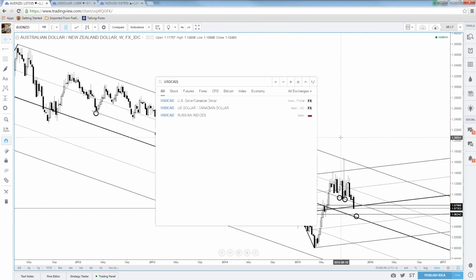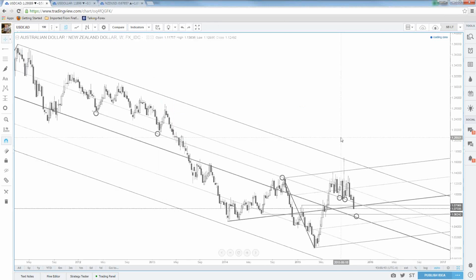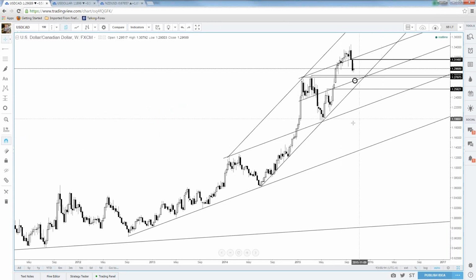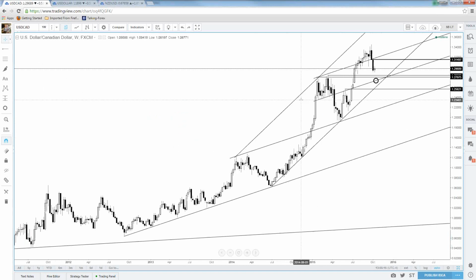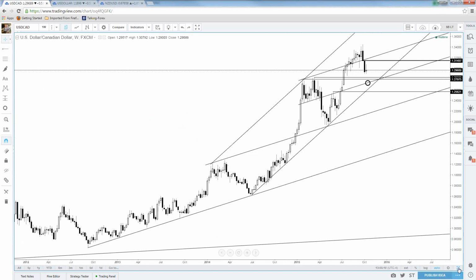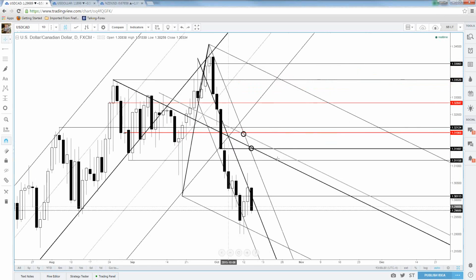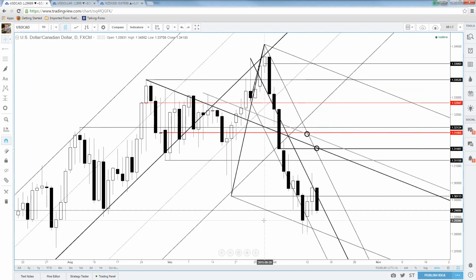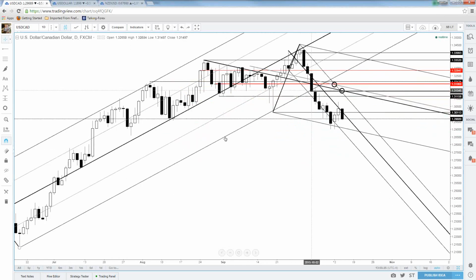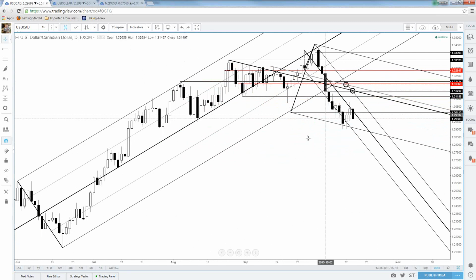Okay. Dollar CAD, we should definitely look at that, considering we've been talking about it a lot lately. I do think, again, the large trend is down, since breaking support, I should say, here. I guess that was last Friday, or was that last Friday? Two Fridays ago.